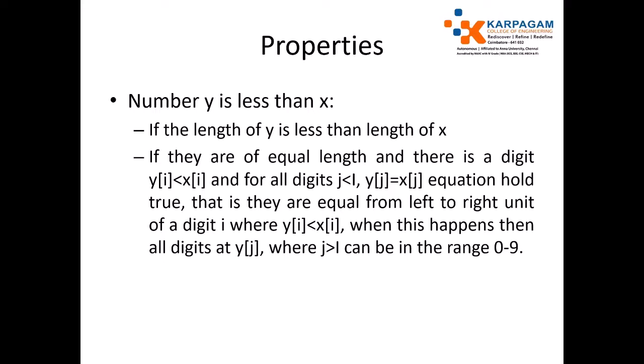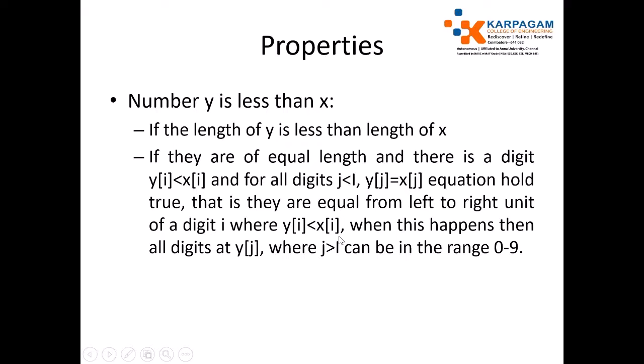We can conclude that the number y is less than x if they are of equal length and there is a digit y of i less than x of i, and for all the digits j less than i, y of j equals x of j. That is, they are equal from left to right until a digit i where y of i is less than x of i.